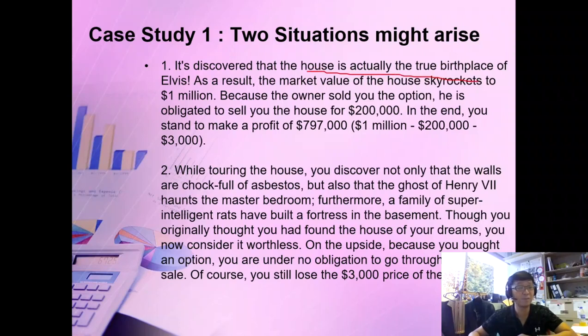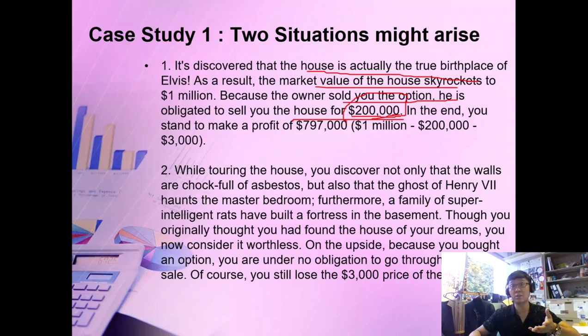So let's say 3 months later, it was discovered that the house was actually the true birthplace of some famous guy, Elvis. So the market value of the house skyrockets to $1 million. Initially the house was only worth 200,000, now it becomes $1 million. That's a lot. So if you have the option, then the seller, the owner of the house, has no choice but to sell the house at 200,000, which is the strike price, the option price that you have agreed.